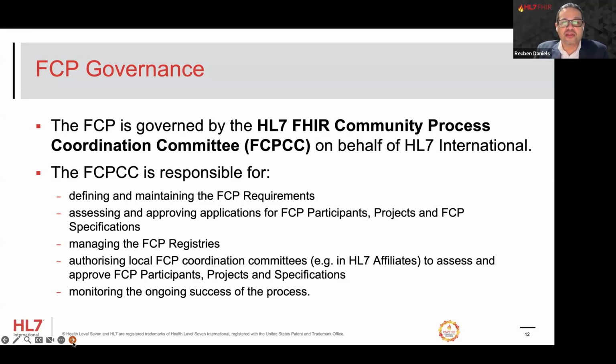And finally, monitoring the ongoing success of the process and ensuring that we continue to improve it on an ongoing basis. So two of the members of the FCPCC are here with you today. Graham Grieve, the creator of FHIR, and HL7 FHIR product director, is the chair of the FCPCC, and I'm also a member.